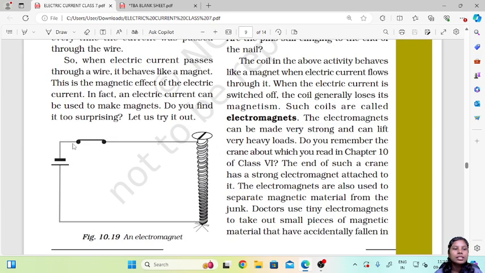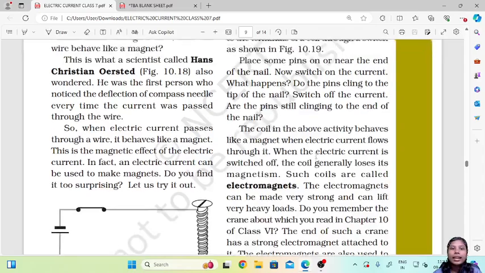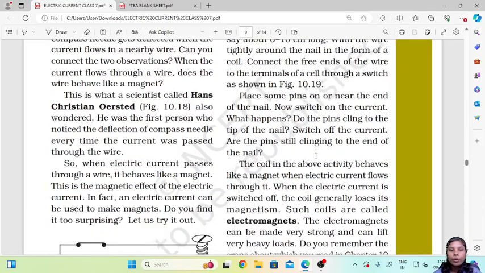Now in this activity again they have used a nail and they have placed some pins over here. What they notice is that when the switch is turned on, when electricity is passed, these pins come towards the nail and get attached to it. So what we can conclude here is that this nail also acts as a magnet, but it acts as an electromagnet.